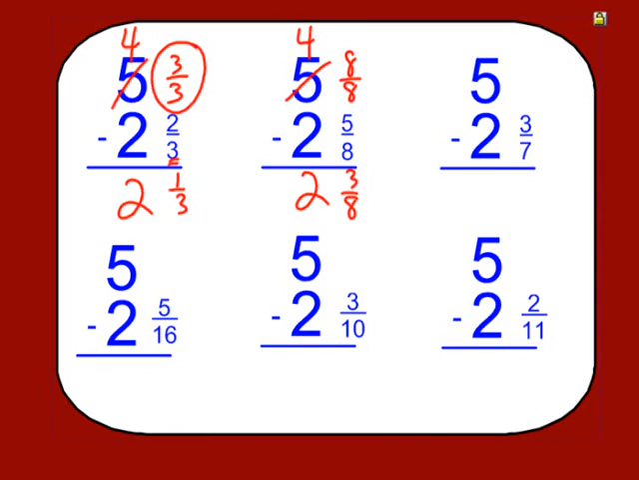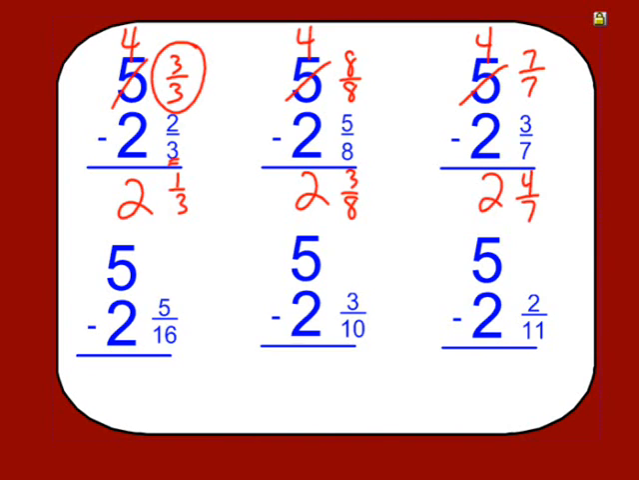In the next example, you can't take 3/7 from nothing. I've got to put something there. So I'm going to borrow one whole. What do I put? Well, since it's sevenths, I'm going to put 7/7. 7/7 is equal to one whole. And then you could just go ahead and subtract there.